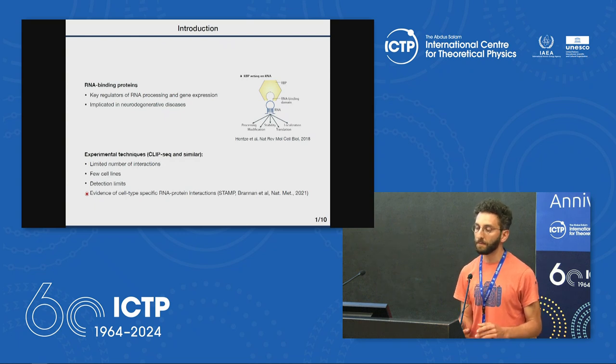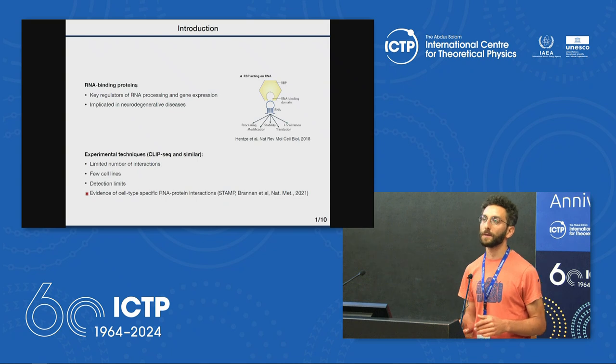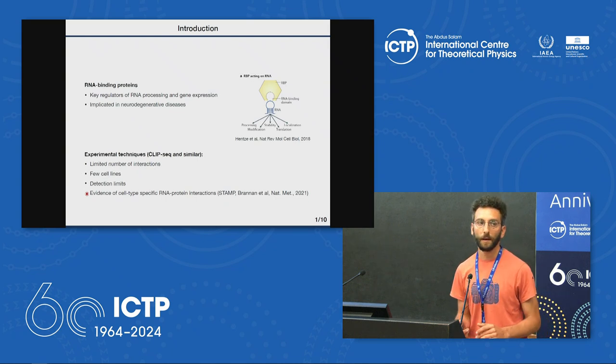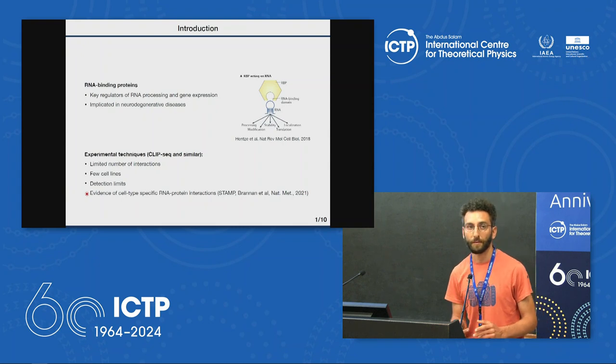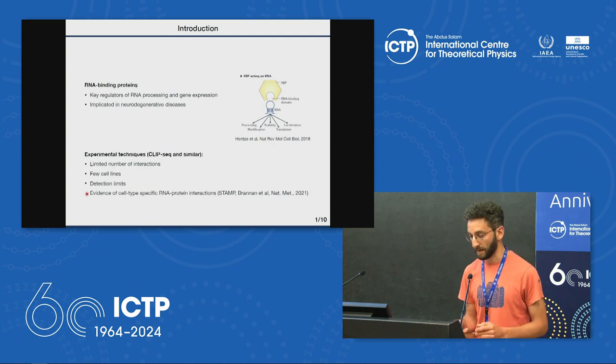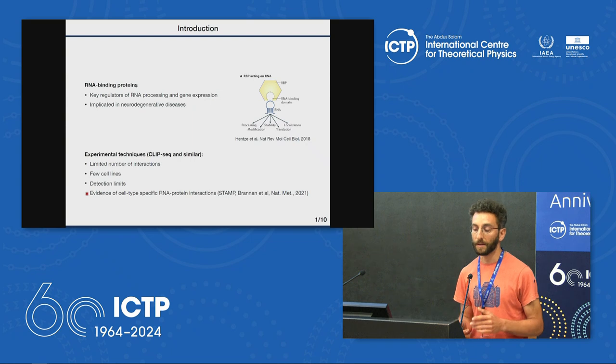Experimental techniques based on cross-linking and immunoprecipitation followed by sequencing provided a large catalog of protein-RNA interactions. However, they are limited to a few cell lines, and interactions have only been measured for hundreds of RNA binding proteins, but we know that there are thousands of RNA binding proteins in many organisms. They are also affected by several detection limits.